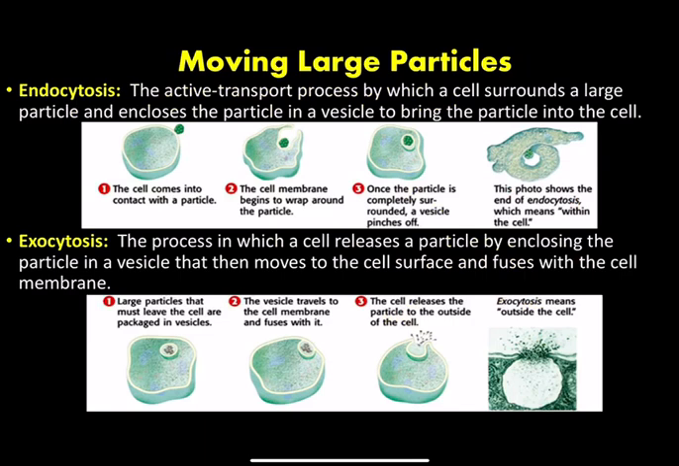Okay, exocytosis. Remember exo, exit. This is the process in which a cell releases a particle by enclosing the particle in a vesicle that moves to the cell surface and fuses with the cell membrane. Step 1. Large particles that must leave the cell are packaged in vesicles. The vesicle travels to the cell membrane and fuses with it. The cell then releases the particle to the outside of the cell. And as we said before, exocytosis means outside the cell. Remember, endo, in, exo, out.